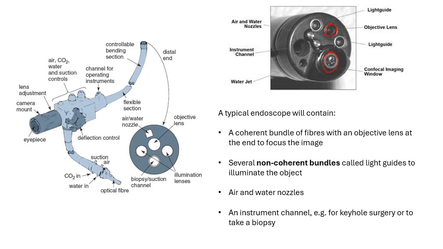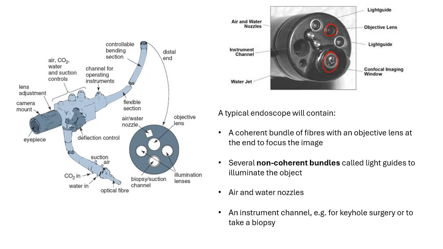Confocal imaging window. Several non-coherent bundles, and they're just for light. It's actually quite dark inside your body. It's very dark inside your stomach. So if you need to see what's going on, then you need to light it up. So you have a couple of bundles which just put light into your body so that you can see what's going on. And they're non-coherent bundles.